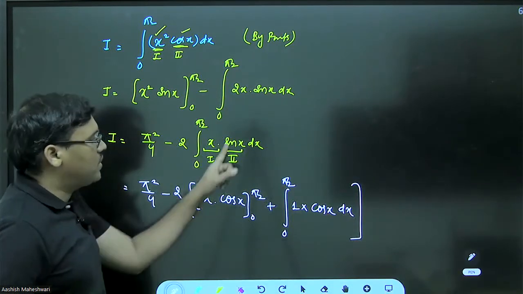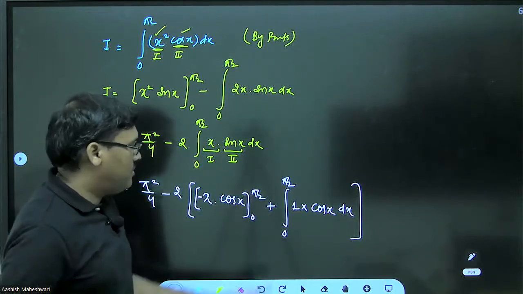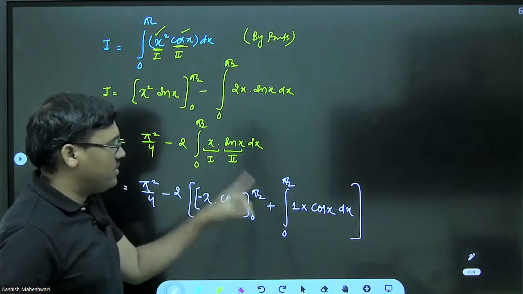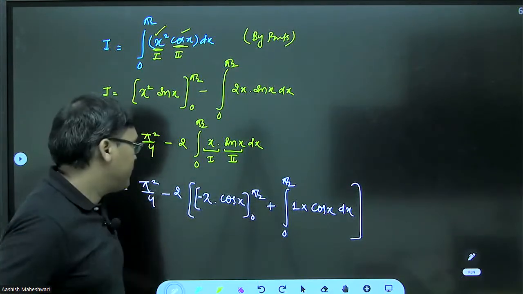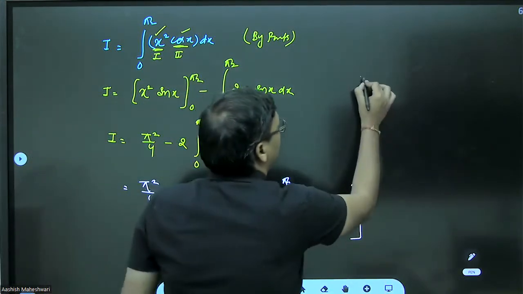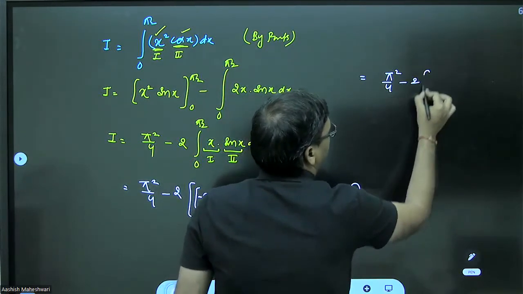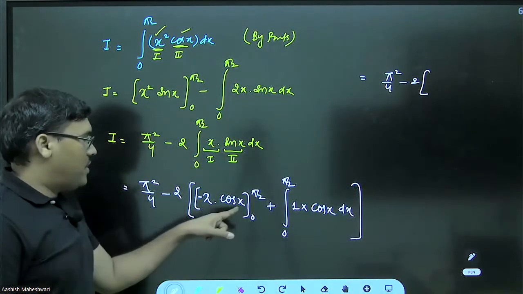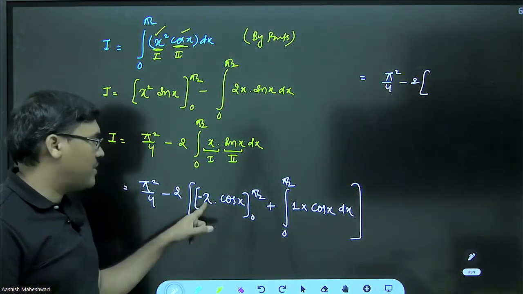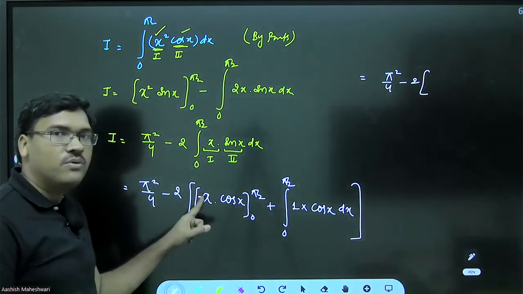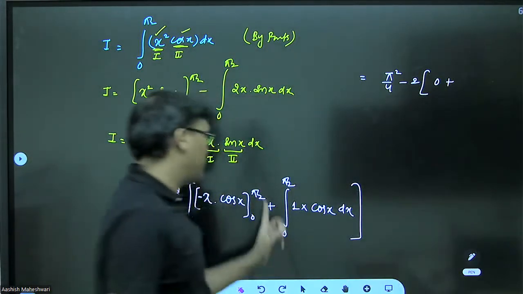First function x into integration of sin x, minus cos x. The limit will be applied on the whole thing, 0 to pi by 2, plus, minus derivative of first into integration of sin x, which is minus cos x, so minus becomes plus. So now you see what is the value. You can write this is pi square by 4 minus 2 times: if I put pi by 2 here, this will be 0 because cos pi by 2 is 0. If I put 0, this will become 0. So this value will be 0 for both the values, right? This is 0 plus.